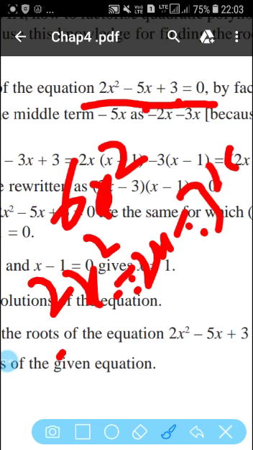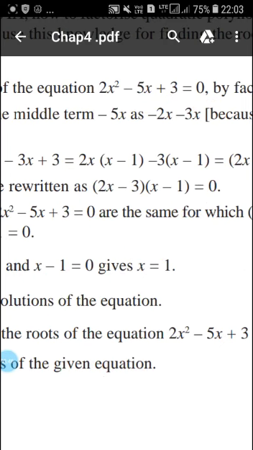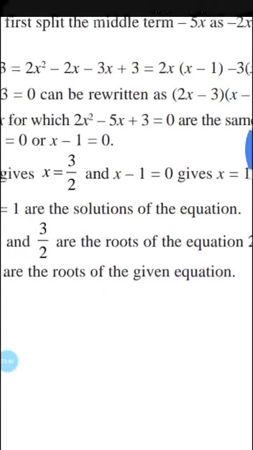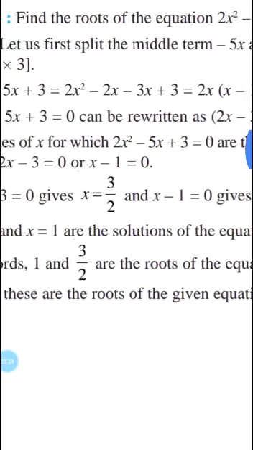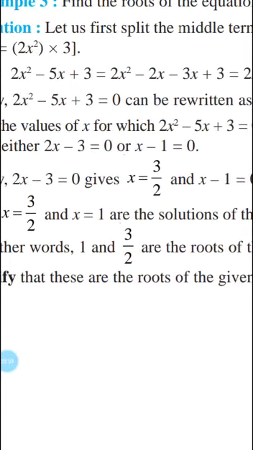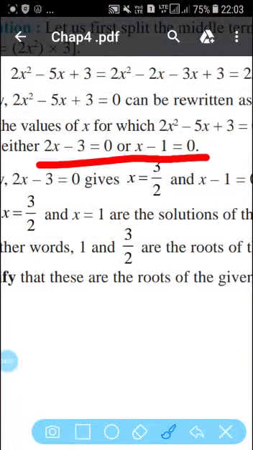So after taking common, if we take 2x common, we get x minus 1, and again here we take 3 common, it becomes x minus 1. So here we got 2x minus 3 is equal to 0, or x minus 1 is equal to 0.